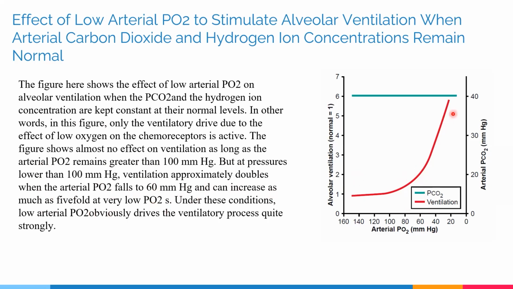So as the partial pressure of oxygen keeps on decreasing, we see a very sharp rise in the alveolar ventilation. Under these conditions, low arterial PO2 obviously drives the ventilatory process quite strongly. And thus, using this particular plot, we are able to isolate how only the partial pressure changes in oxygen levels affect the ventilation when we keep the PCO2, or the partial pressure of carbon dioxide, and hydrogen ion concentrations relatively constant.